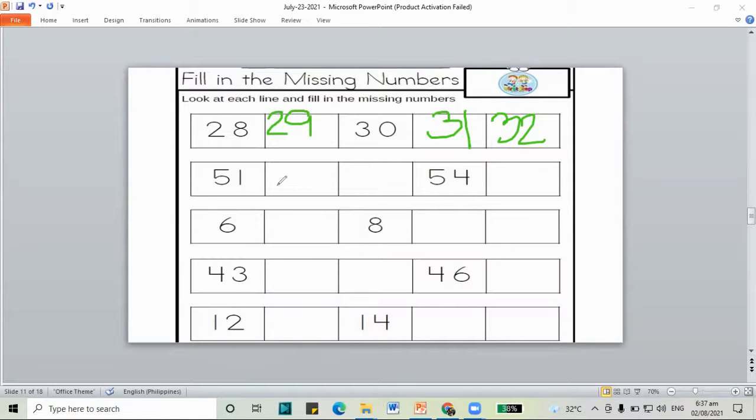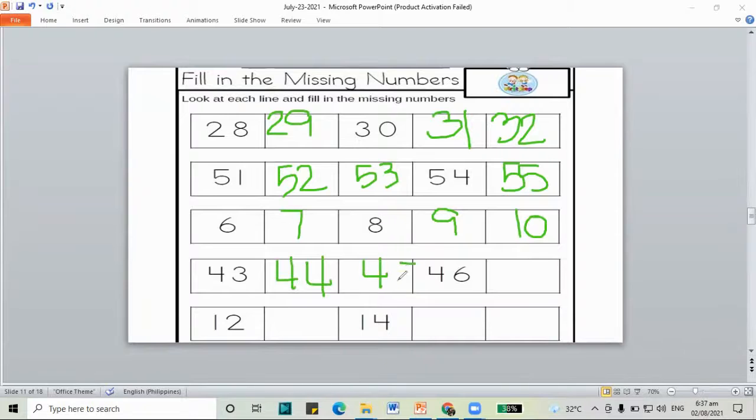Next one, if you have 51, the next number 52, 53, 54, and 55. Next set, 6, 7, 8, 9, and 10. The next set, 43, 44, 45, 46, 47. Another one, 12. We have 13, 14, 15, 16.